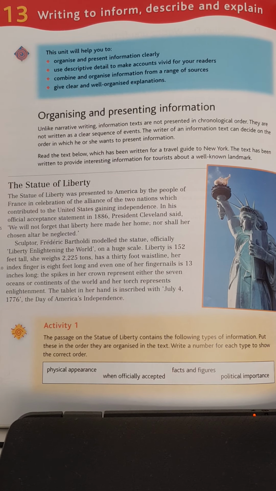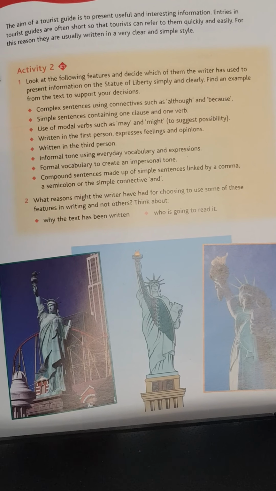So for activity 1 then, the answers you should have got, we've got political importance. That was the first thing in paragraph 1. Then when it was officially accepted, that's also in paragraph 1 where it tells us about 1886 with President Cleveland giving his speech. In paragraph 2, we've got facts and figures and also mixed in with physical appearance. So that's the order of the things that you should have had there.